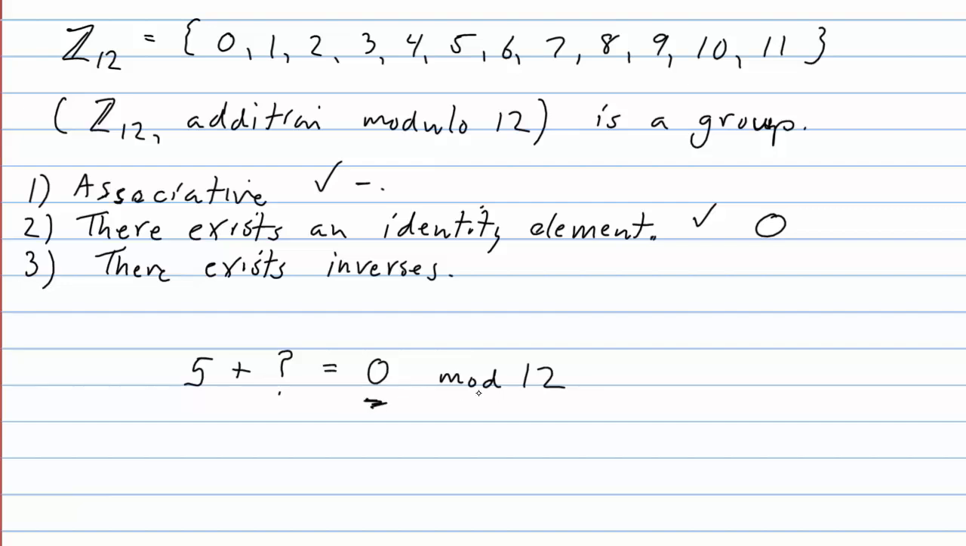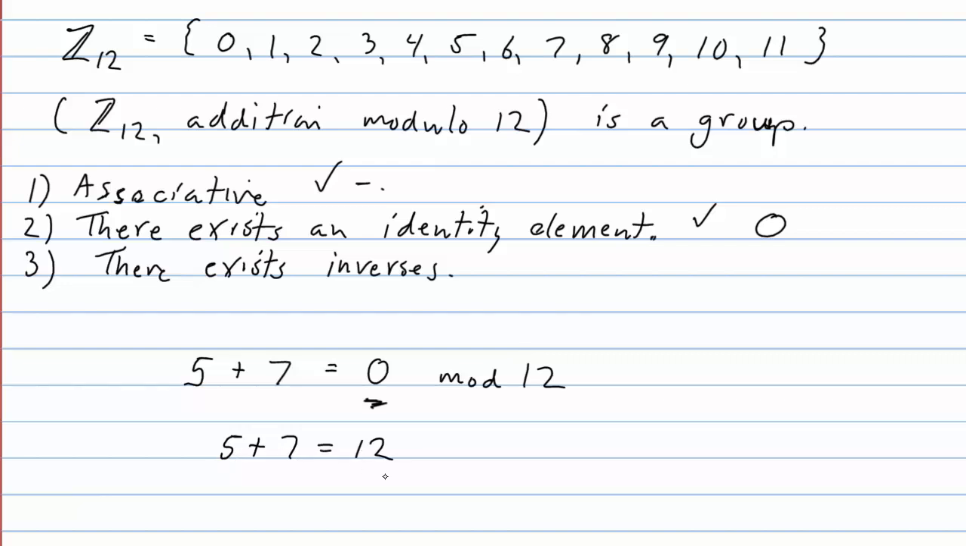This is supposed to be the remainder. So we want the remainder to be 0. The only way the remainder can be 0 is if 12 goes in evenly to our answer. So 5 plus what gives us some multiple of 12? Well, 7. Let's think about that real quick. 5 plus 7, in ordinary addition, is 12.